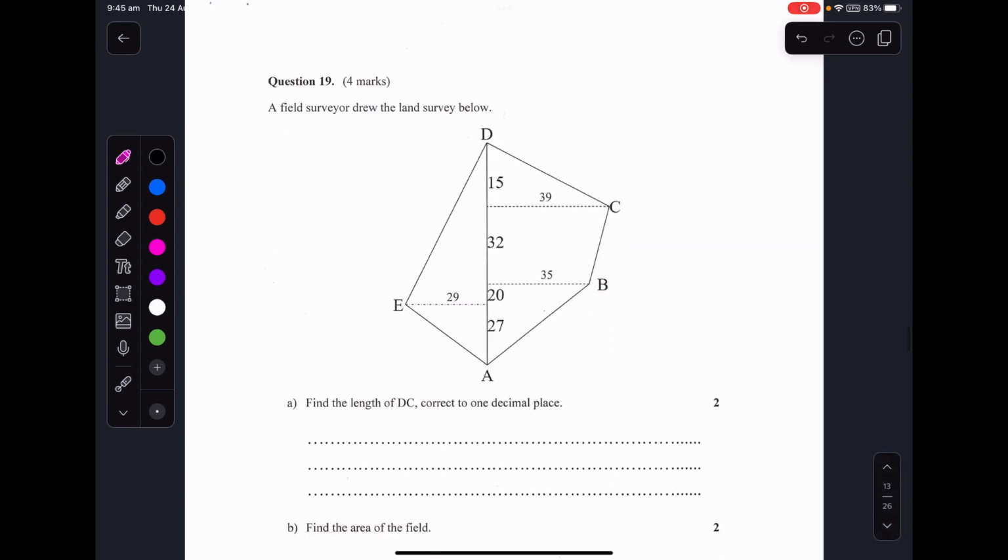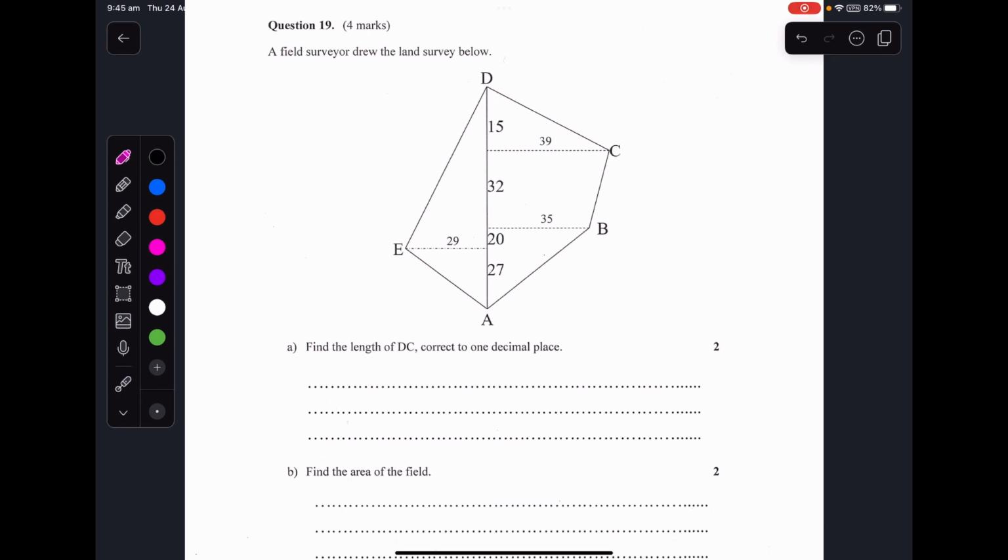Okay, we have a field that a surveyor drew, the land survey below. So let's have a look. They're going to ask us some questions. We have some triangles and I can see a trapezium in the middle there. So let's have a look at what they're asking us. Find the length of DC correct to 1 decimal place. So where's DC? DC is across here.